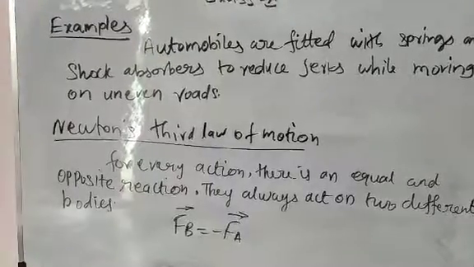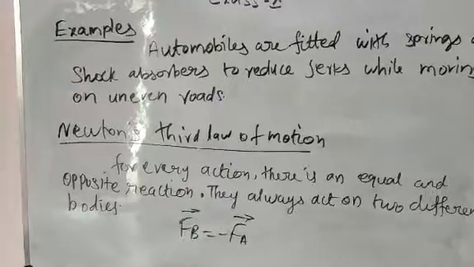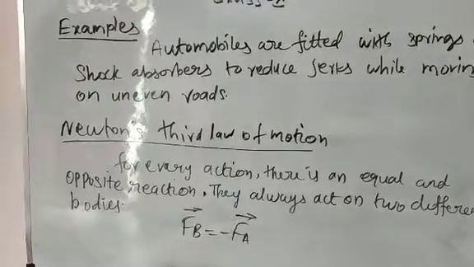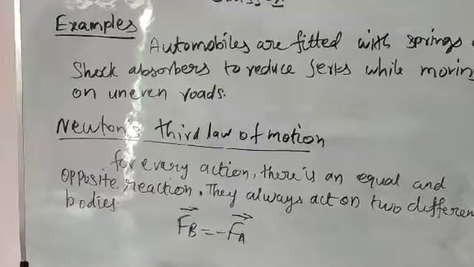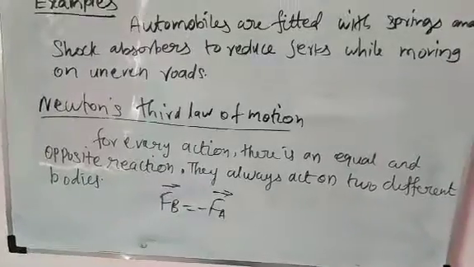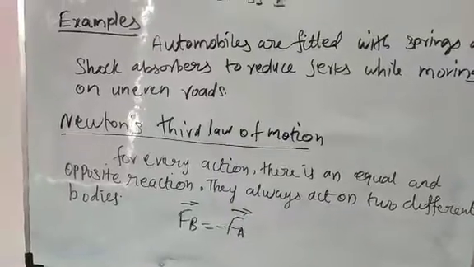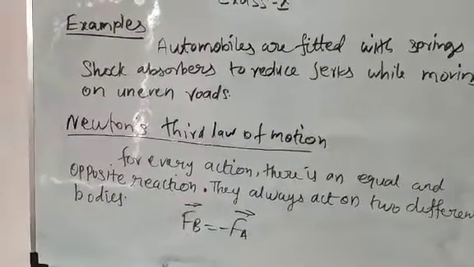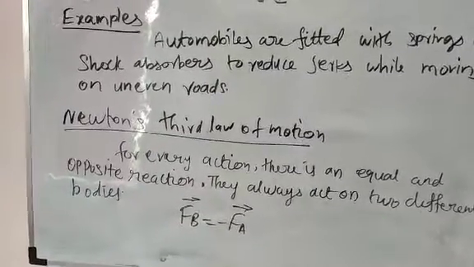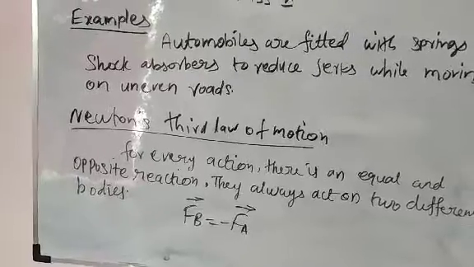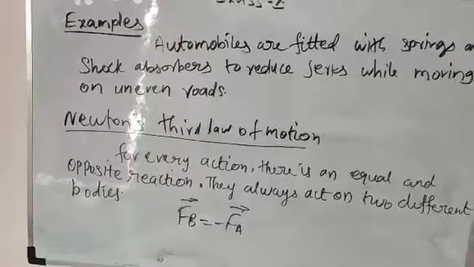A bullet fired from the gun: the gun moves backward. Next application, recoil of a gun. A bullet is fired from the gun. The bullet moves in the forward direction, and the recoil of the gun moves in the reverse direction. So action and reaction.